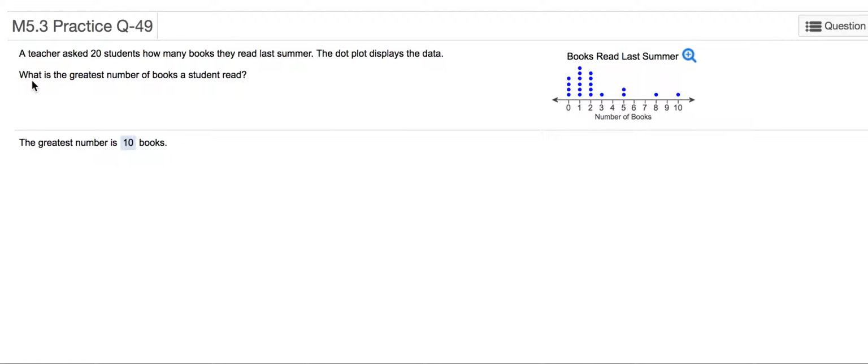Let's go back to the question. What is the greatest number of books a student read? The greatest number of books a student read was 10. One student in that class read 10 books.